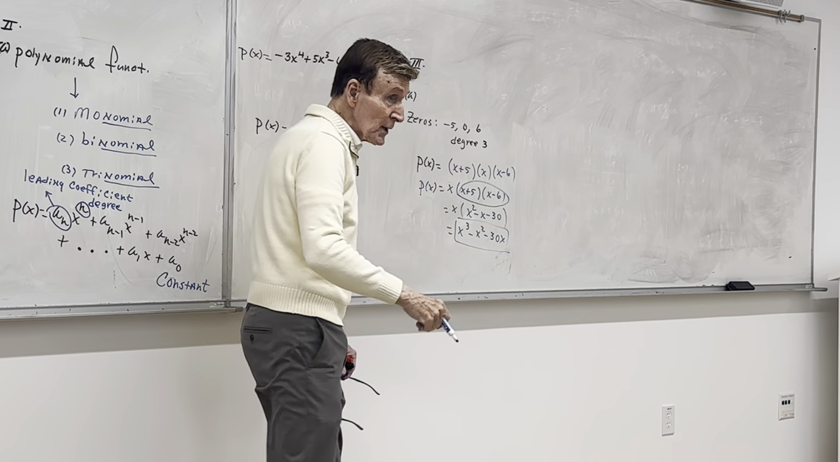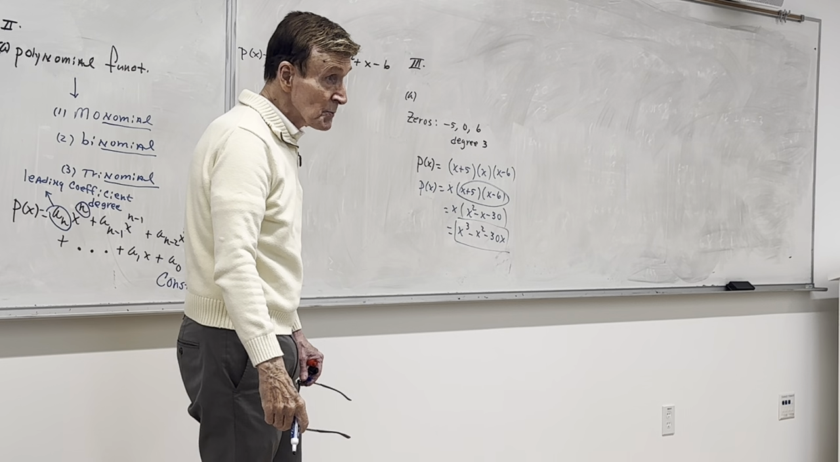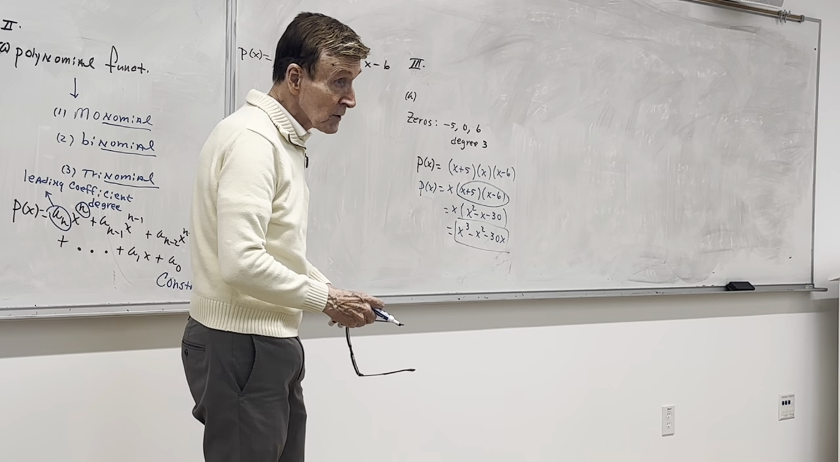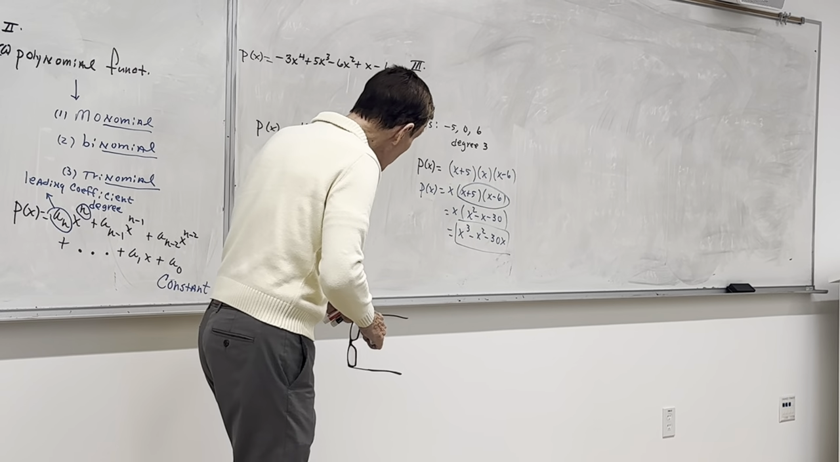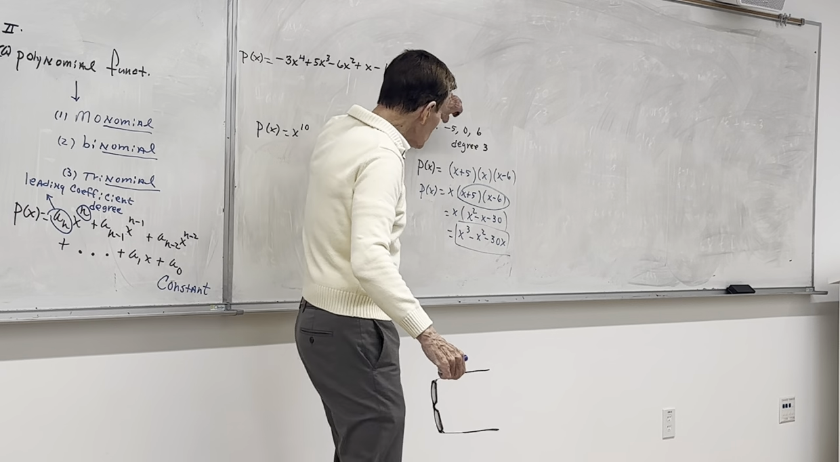By the way, does that have degree 3? Is that the highest exponent? That's what they wanted. They wanted degree 3. Now they're saying that x cubed subtract x squared subtract 30x has these zeros.